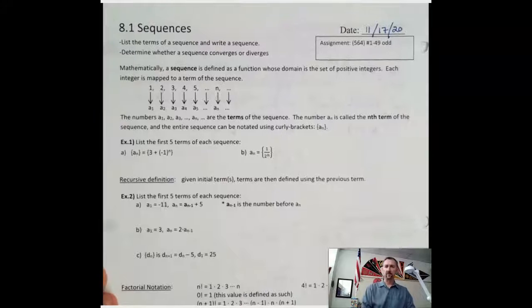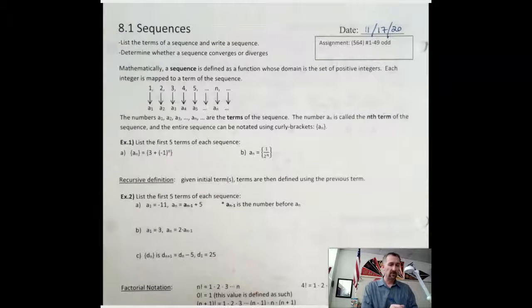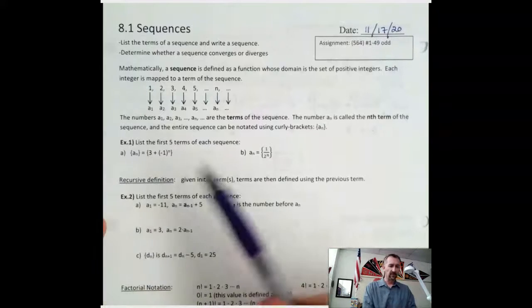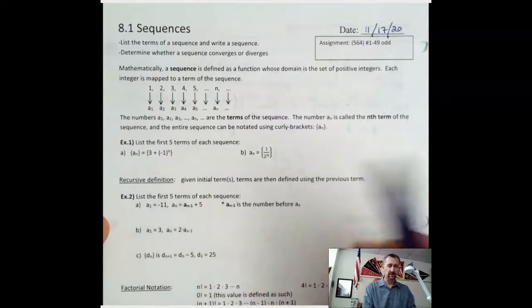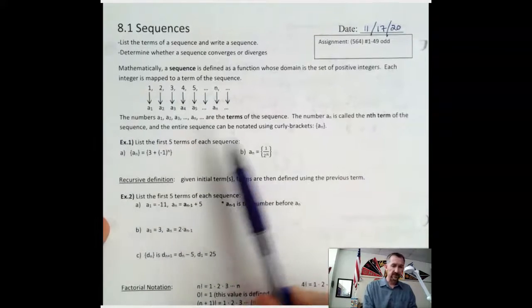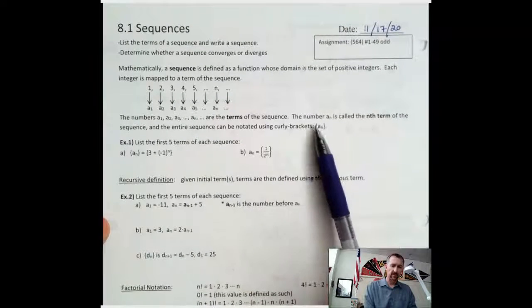Alright, so we're starting a new chapter here. It's going to involve sequences and series and adding things up. So just a little bit of review here to start off. This whole front page is not calculus per se, but it's just reviewing some things we're going to need.